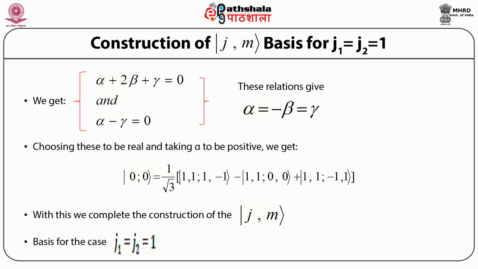And choosing these values of alpha, beta and gamma and taking them to be real and taking the value of alpha to be positive, we get the ket vector |0,0> is equal to 1 upon root 3 times bracket open |1,1>|1,-1> minus |1,0>|1,0> plus |1,-1>|1,1> bracket closed. With this, we complete the construction of the basis of the ket vector JM for the case J1 is equal to J2 is equal to 1.